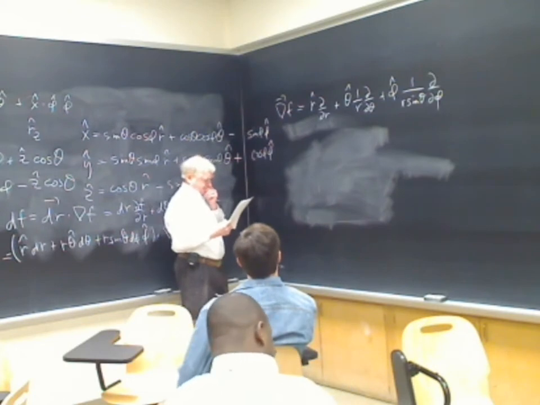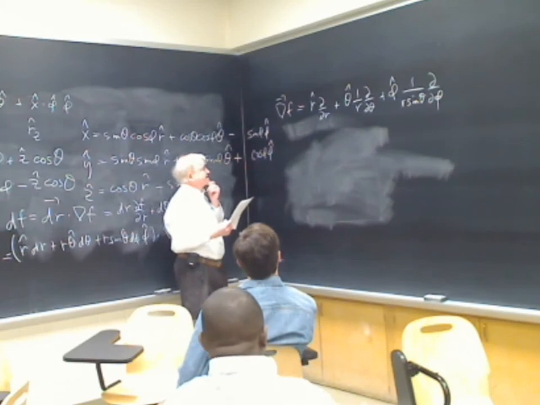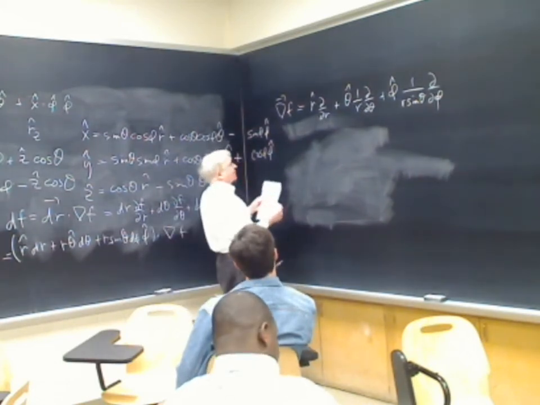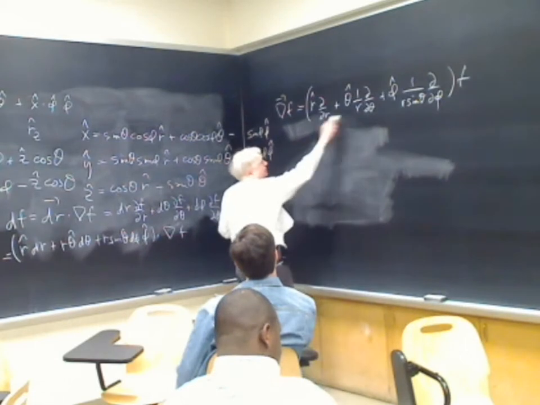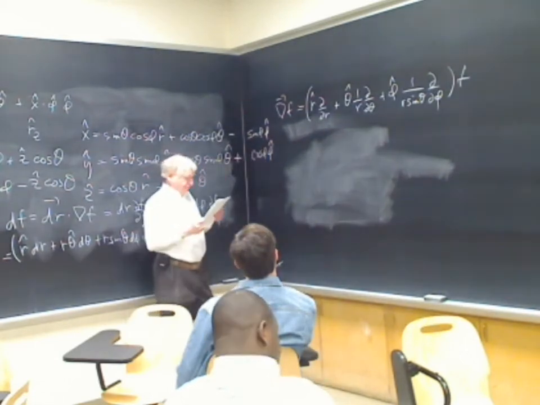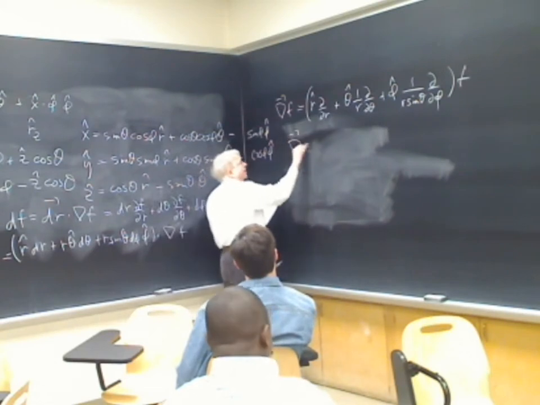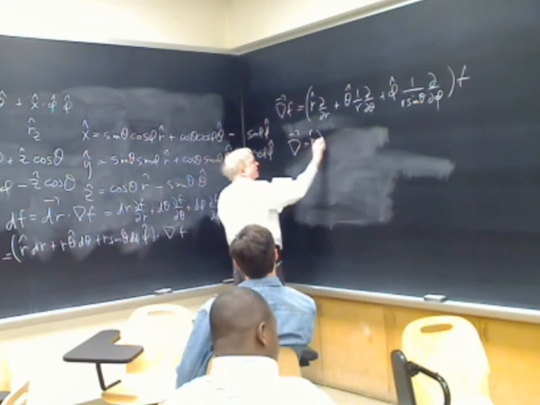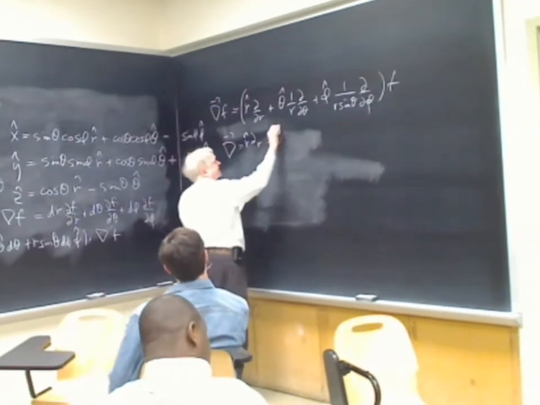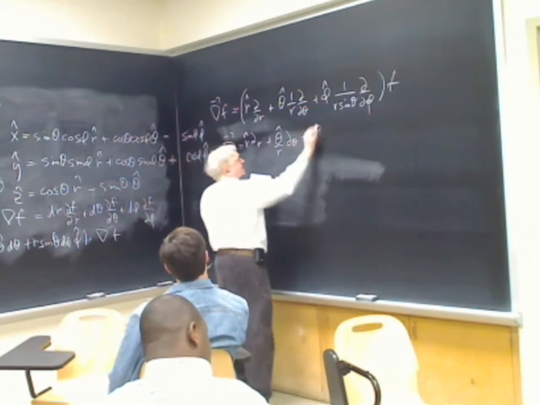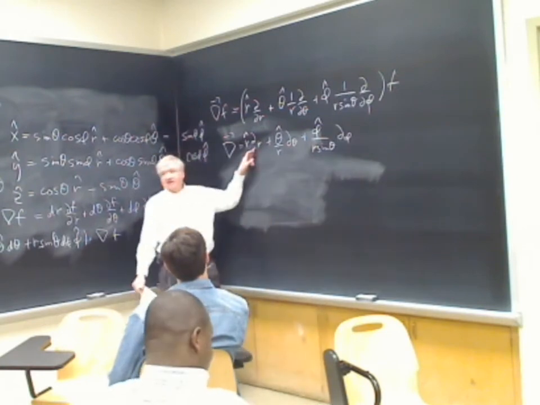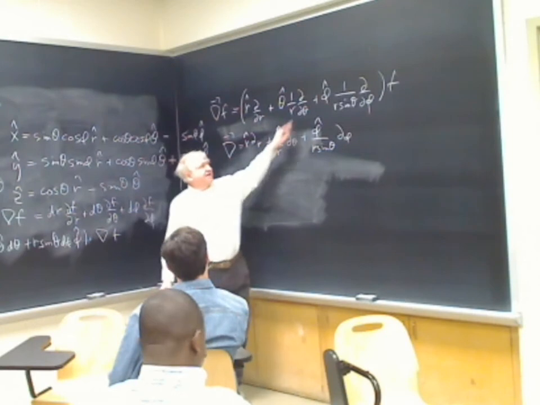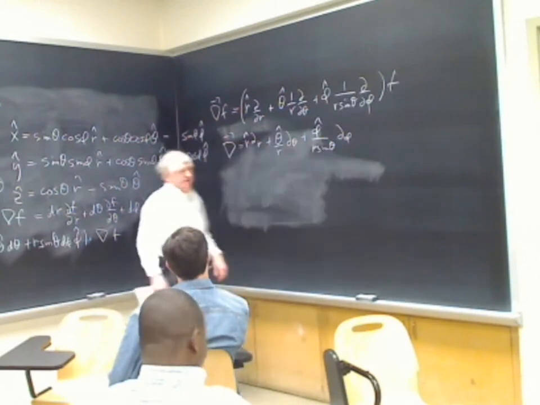So the gradient operator by itself is what's inside. In fact, if I use the shorthand, then it's theta hat over r partial theta plus phi hat over r sine theta partial phi. So is this notation all right? The partial symbols of r means this, and partial theta means that, and partial phi means that. All right.